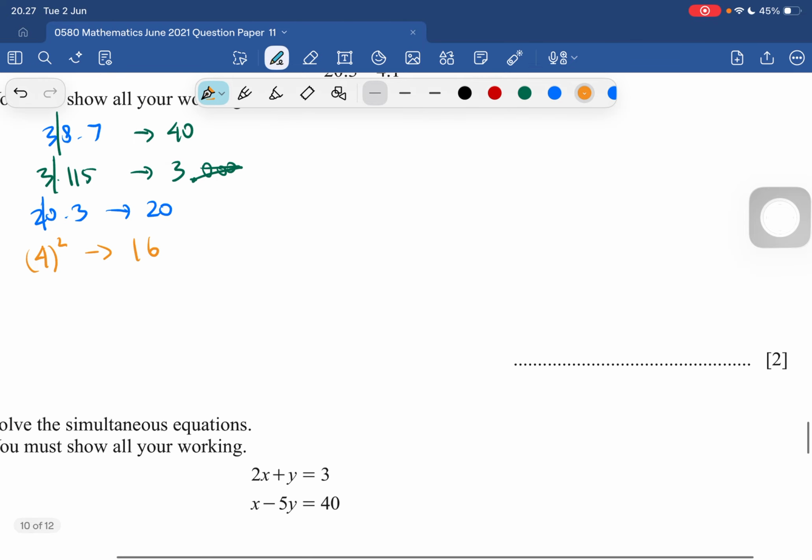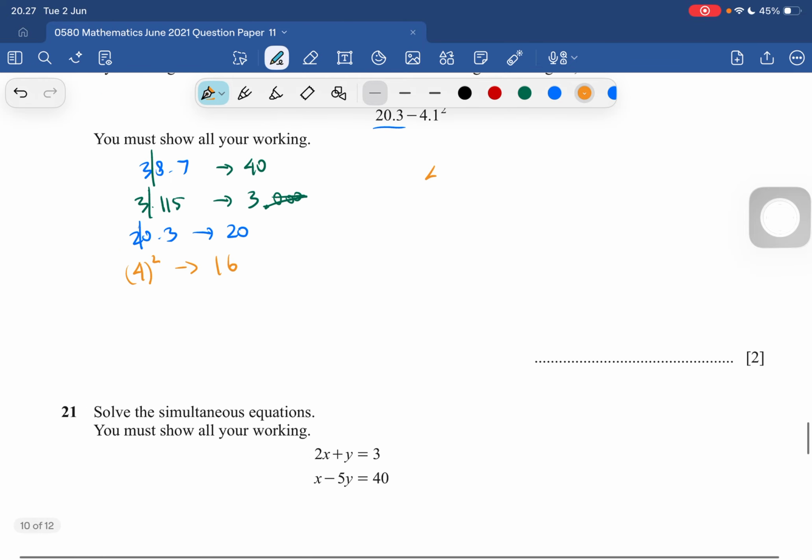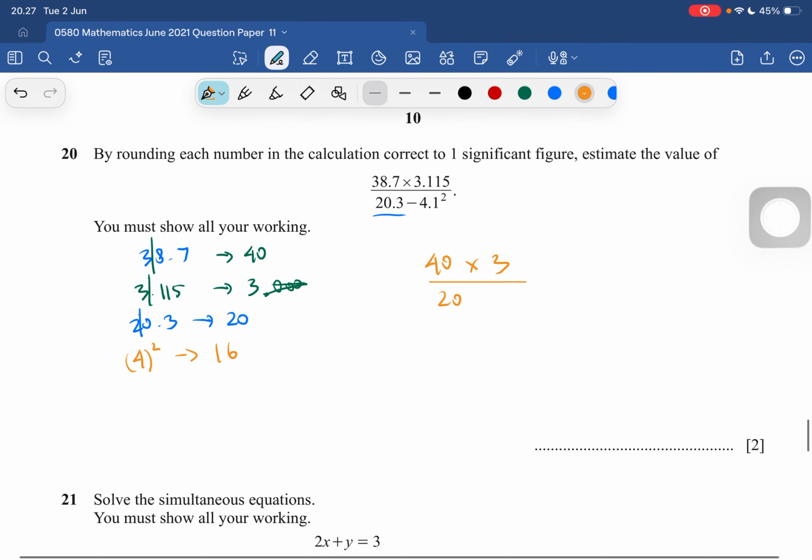Okay, so here is 40. We multiply it by 3. Then we divide it by 20 minus 16, or 4 squared. So here is 120, and then divide by 4. The answer is equal to 30.